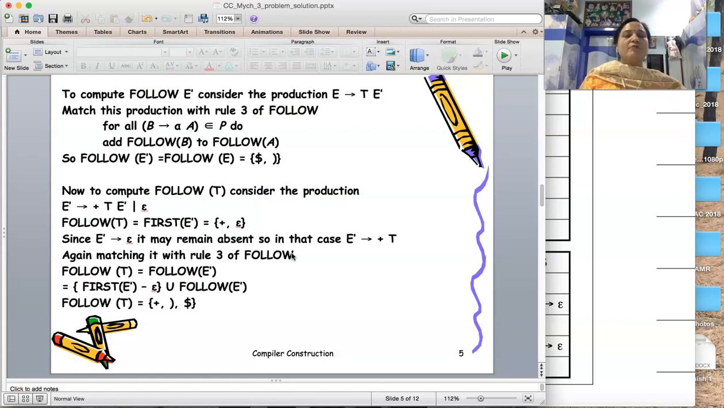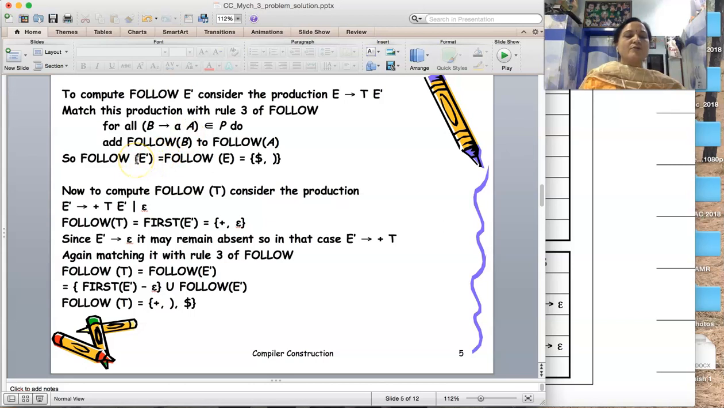Now to compute follow of A dash, we have to see the production where A dash is at the right hand side. So consider the production E tends to T E dash. Now match this production with rule 3 of follow. What is rule 3 of follow? For all B tends to alpha A that belongs to the set of productions P, add follow of B to follow of A. The meaning is after A nothing is there. A is the last non-terminal. So in this case, follow of B is equal to follow of A.